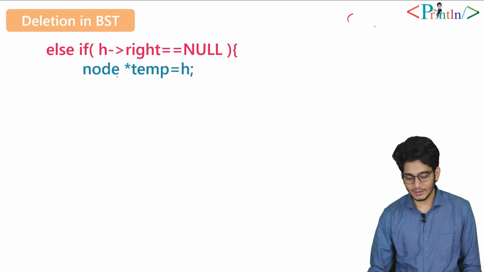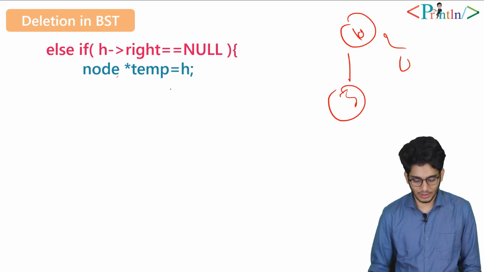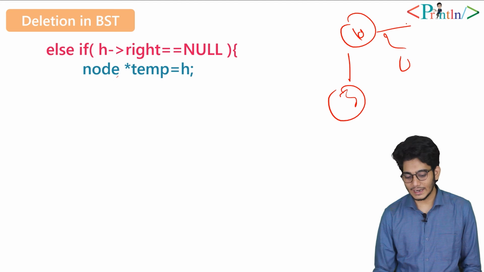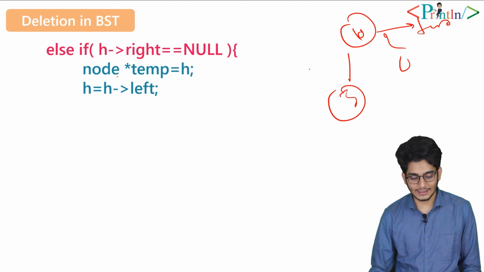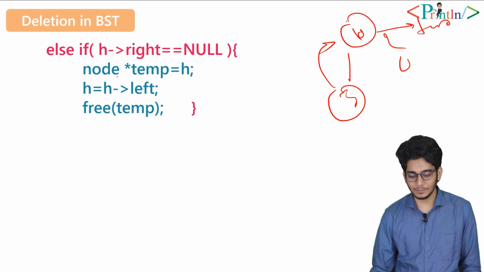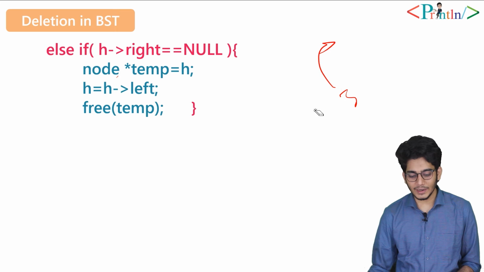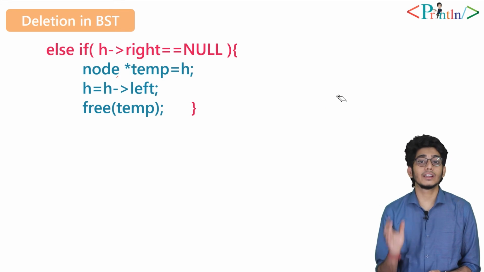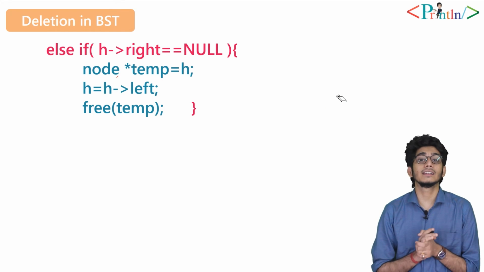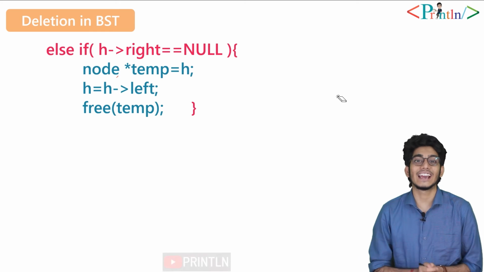Let's say that our right equals null. We don't have any value over here. We have 5 over here. We'll simply put that into temp and we'll write h equals h left. So it will come here and we'll simply deallocate this memory. So this is how we can delete any element from a right subtree or from a left subtree when the root node has only one child.